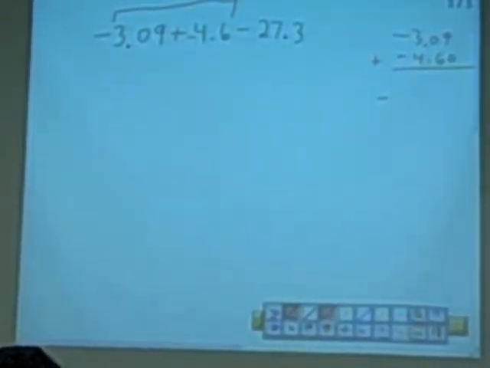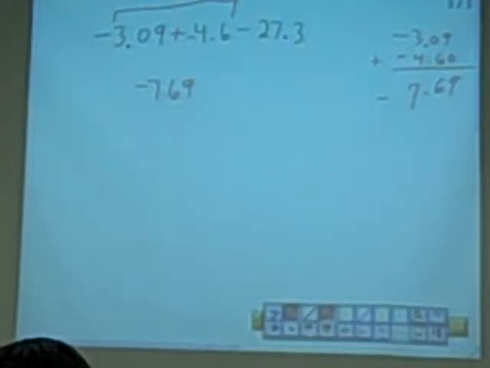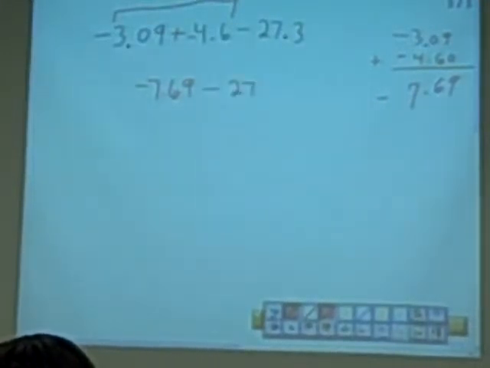Okay, so we're adding, so that'll be 9 plus 0 is 9. 0 plus 6 is 6. 3 plus 4 is 7. So that's a negative 7.69 minus 27.3. Again, we're going to apply the property of subtraction, so we're going to make the minus sign a plus, right? And then what? Right, change the sign, make it a negative 27.3.